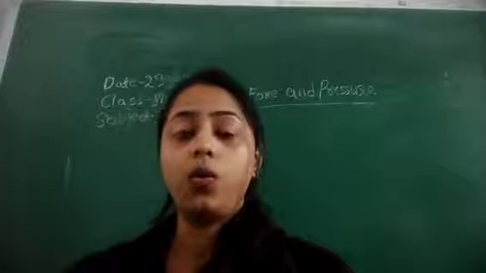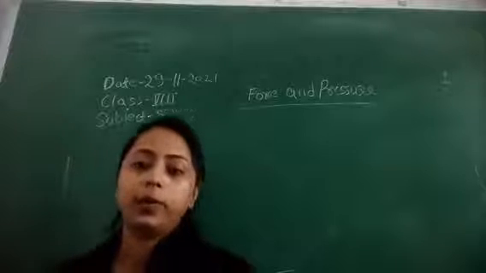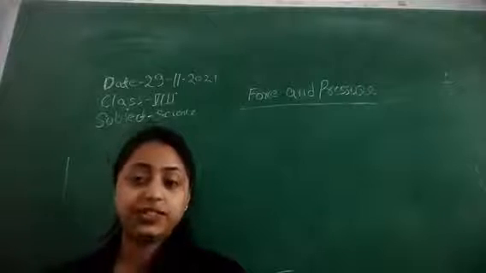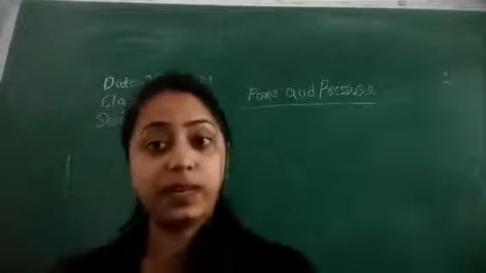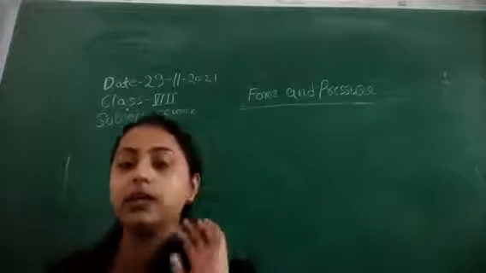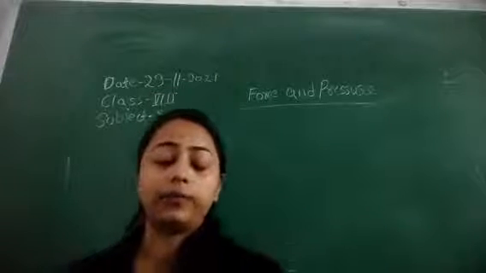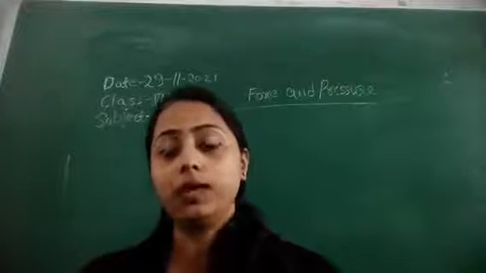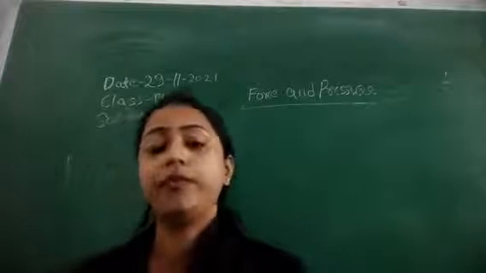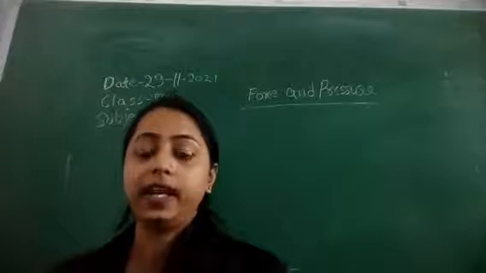Today we are going to study chapter 11, that is force and pressure. As you all know, take the example of a ball rolling on the ground. Sometimes it is slower in its speed and sometimes it is faster, and it changes the direction of its motion. Have you ever wondered why the rolling ball changes its speed or its direction of motion?